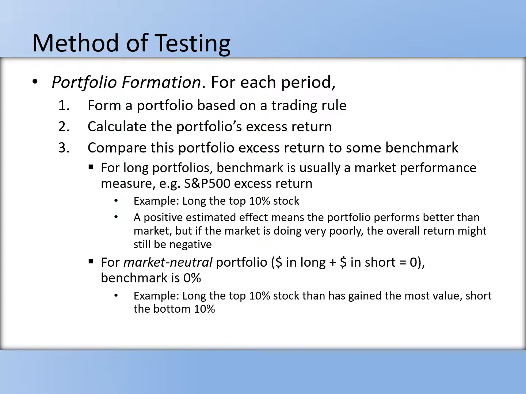For example, what you would do is you would long the top 10% of stocks that have gained the most value and short the bottom 10%, right? And the dollar amount you used to buy would be the same as the dollar amount you get from selling. A positive estimated effect would represent money made out of thin air. That's the attractiveness of hedge funds, this sort of long short portfolio, supposedly generating money out of nothing.